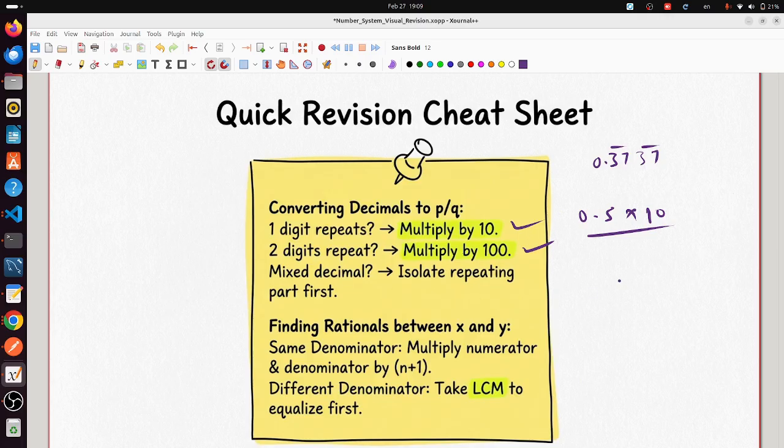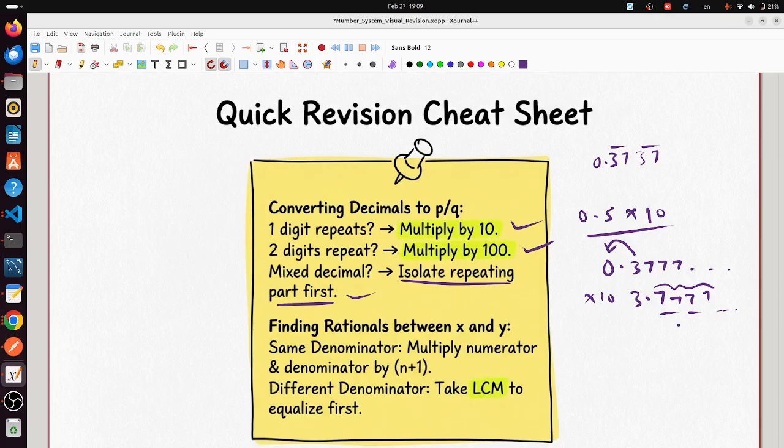If it is a mixed decimal, like in one of the questions we saw, 0.3777, in that case we need to move this towards the left side. We multiply by 10 and make this 3.777. Basically we are converting to the same repeating numbers on the right hand side. So isolate the repeating parts first.